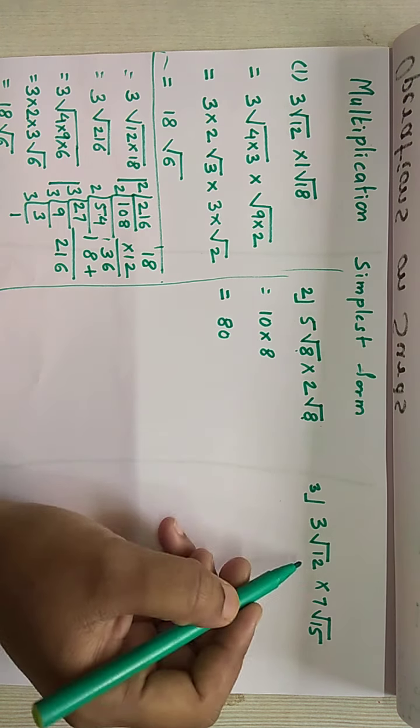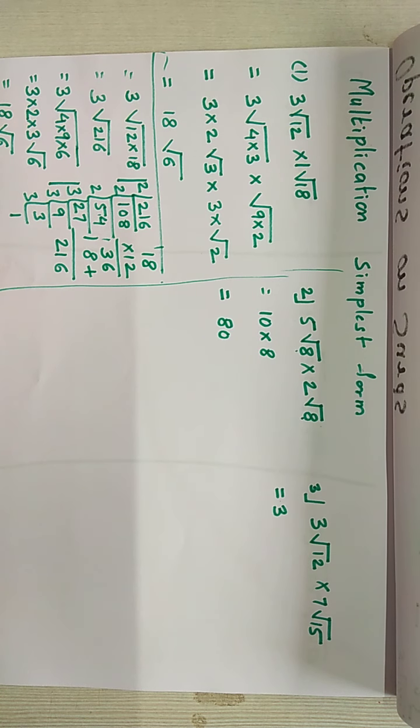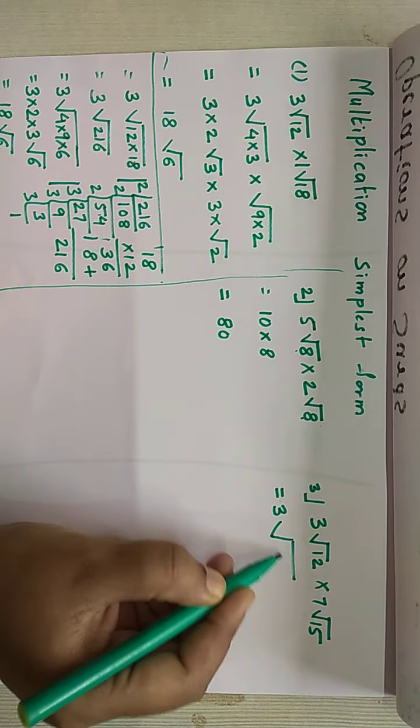Now let's see this sum. This one will be 3. Again 12 is not in the simple form. 12 can be written as 4 3s are 12.